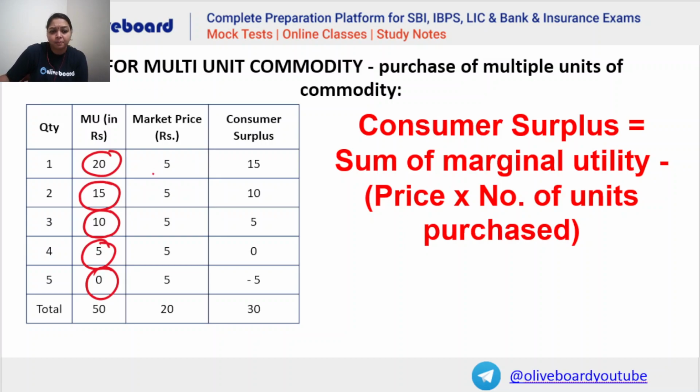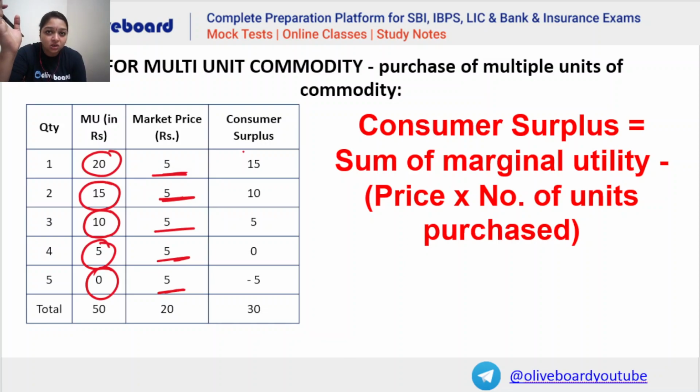What is the market price? For each unit, he is paying 5 rupees. If you take an example of some chocolate, let us say the 10 rupees Dairy Milk, whether you buy the first piece of Dairy Milk, you pay 10 rupees. Whether you buy the 100th unit, you still pay 10 rupees only, correct? You are not paying a different price because the market price will remain the same.